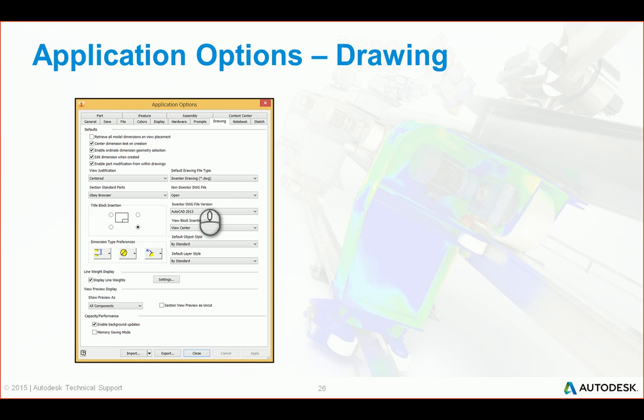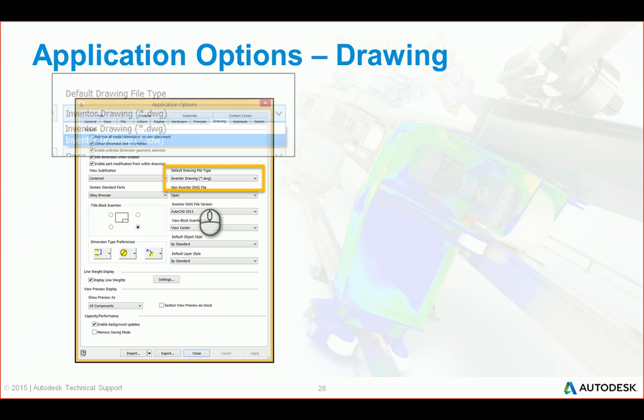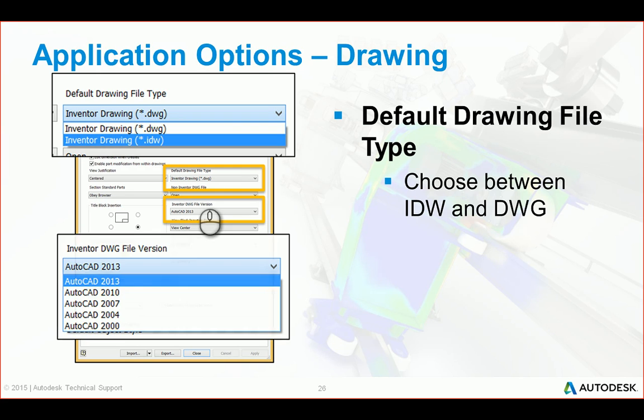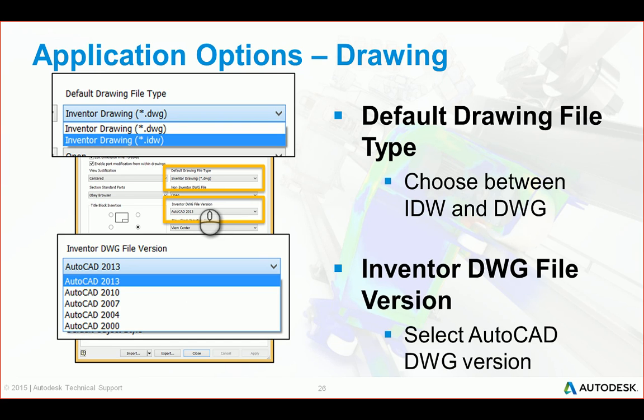Okay, application options drawings. This is where you would choose, when you go up and say new drawing, whether or not it's going to do a DWG or an IDW. I personally like IDWs, so that way it's very easily distinguished between an Inventor drawing and an AutoCAD drawing, just at first glance. Okay, if it's an Inventor drawing, you get to choose the AutoCAD version that it's going to be compatible with.